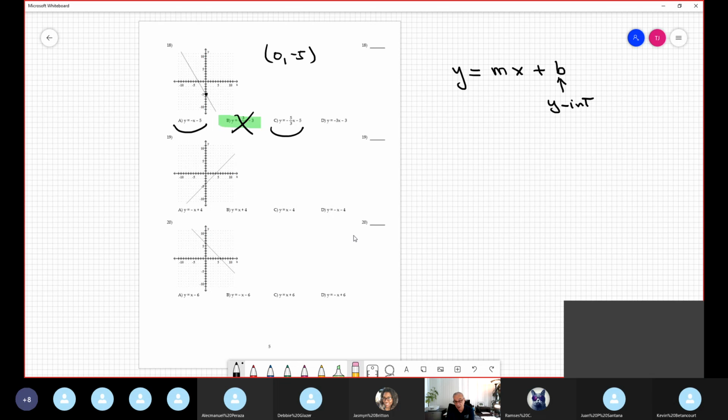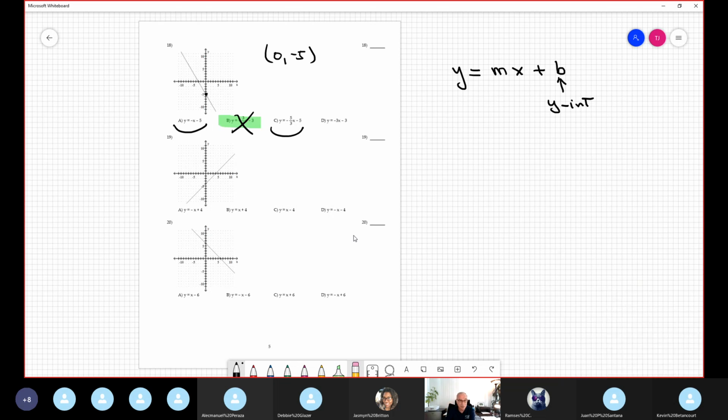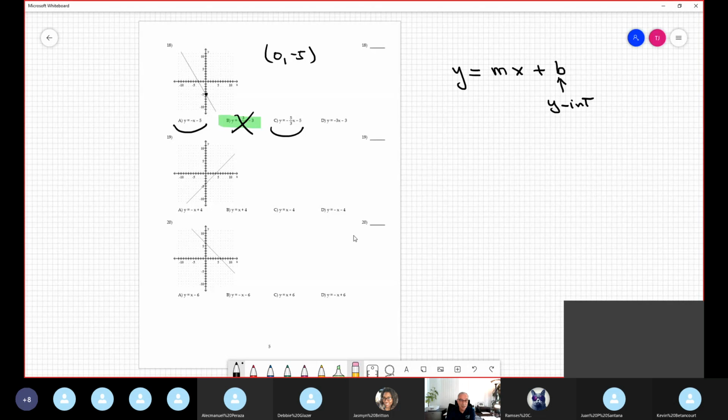It's negative. Emmanuel says no, B is -5. So B is completely out of the game. B and D are completely out of the game. So you make it C, it would be C. Emmanuel says it would be C. Okay? Because in both cases, the slope is negative.